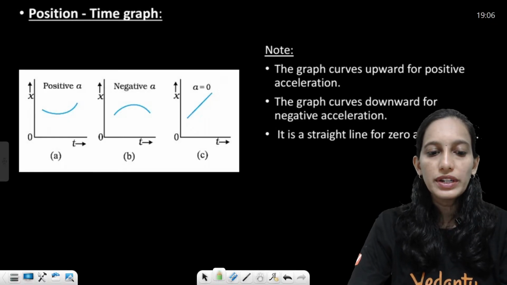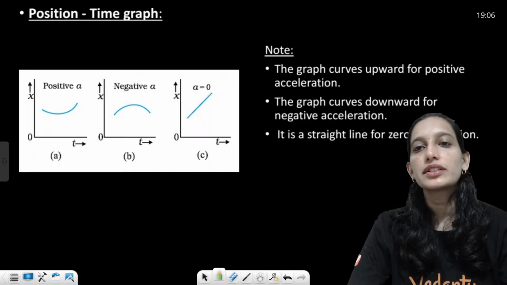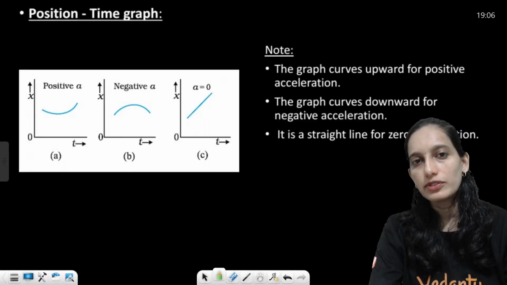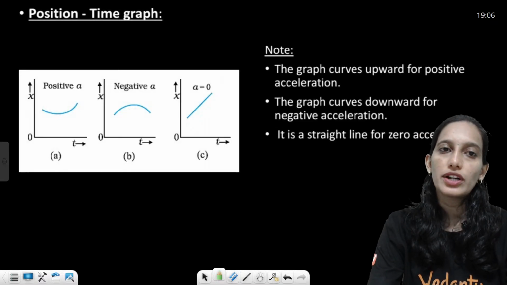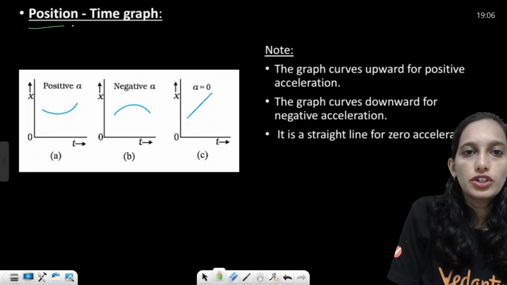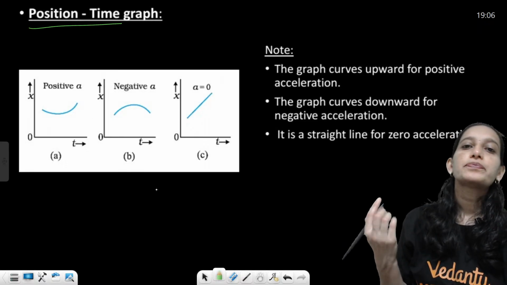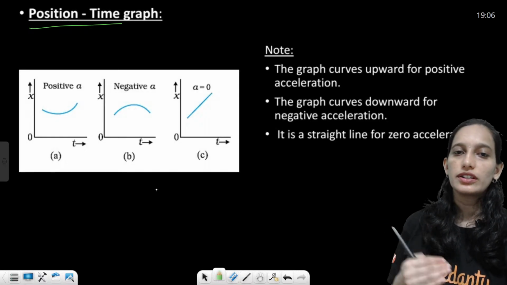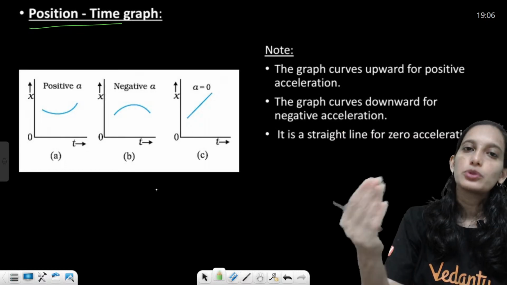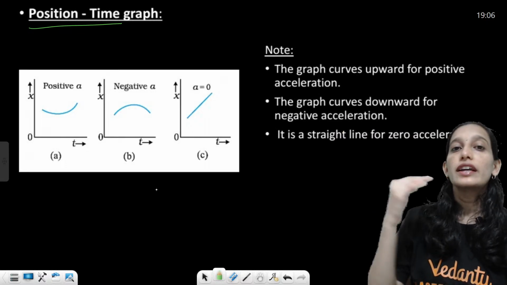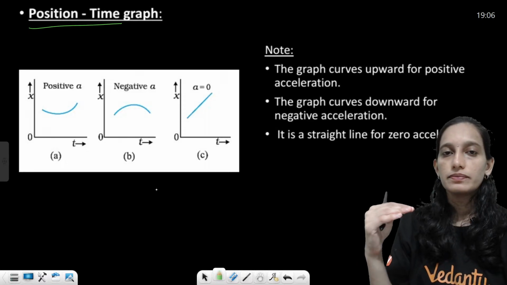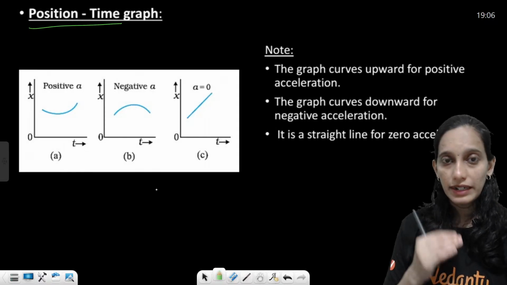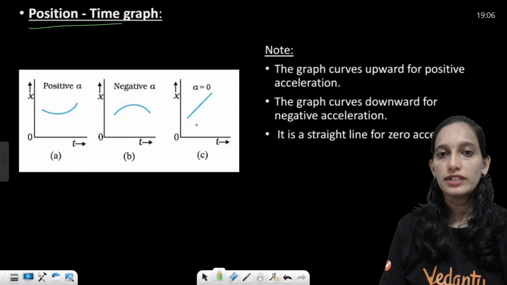So now we are moving to graphs in kinematics. There are several graphs we plot. In that there are two important graphs which you have to understand. One is the position time graph and the next one is the velocity time graph for different situations. Different situations means in one case velocity may be increasing, in another case velocity may be decreasing, in another case velocity may be constant, or the object might be moving in the positive x-axis or negative x-axis. So depending on that we have to plot the position time graph.